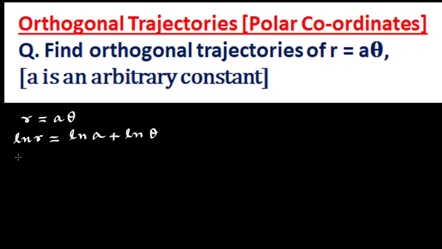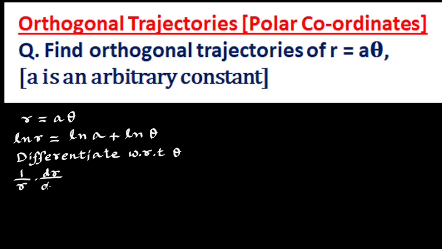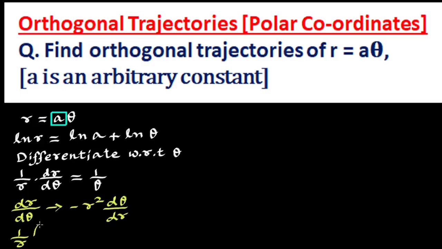we differentiate this with respect to theta. 1 upon r dr by d theta equals derivative of log a is 0, derivative of log theta is 1 by theta. Here the arbitrary constant a gets eliminated in the first derivative itself. Next, we have to replace dr by d theta by minus r square d theta by dr. That gives 1 by r into minus r square d theta by dr equals 1 by theta.